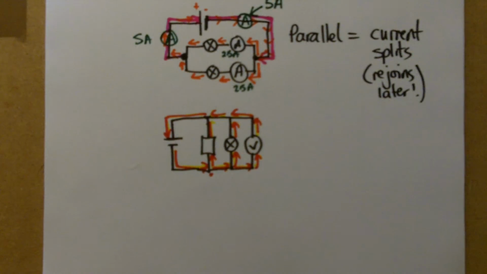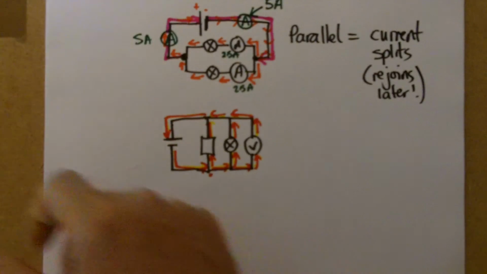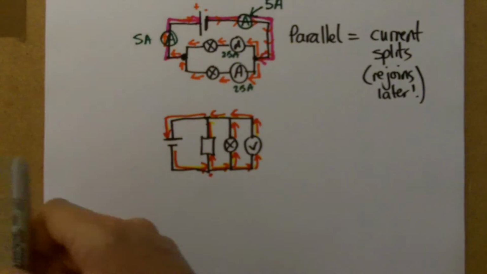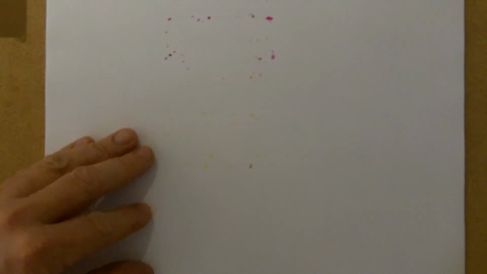Right, let's look at potential differences in parallel. Current splits up, but the potential difference doesn't split up. Now, one way to think about a parallel circuit when you're doing problems is to consider every component in a parallel circuit acts as if it was the only thing that was connected to the power supply. And this will really help your thinking when solving these puzzles.